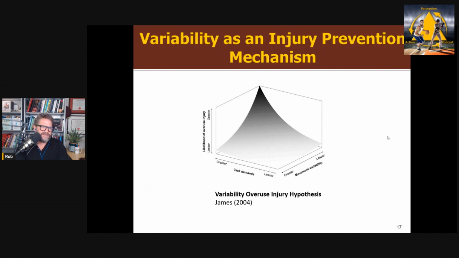So I think this is, again, a nice additional study replicating the effect in a different sport, of course, and giving strong evidence for another benefit of using an ecological approach that allows for exploration: injury prevention. Okay.